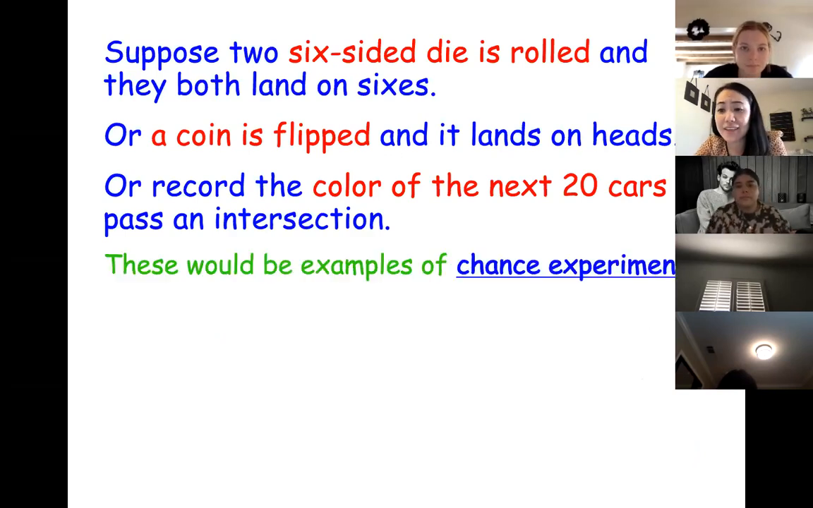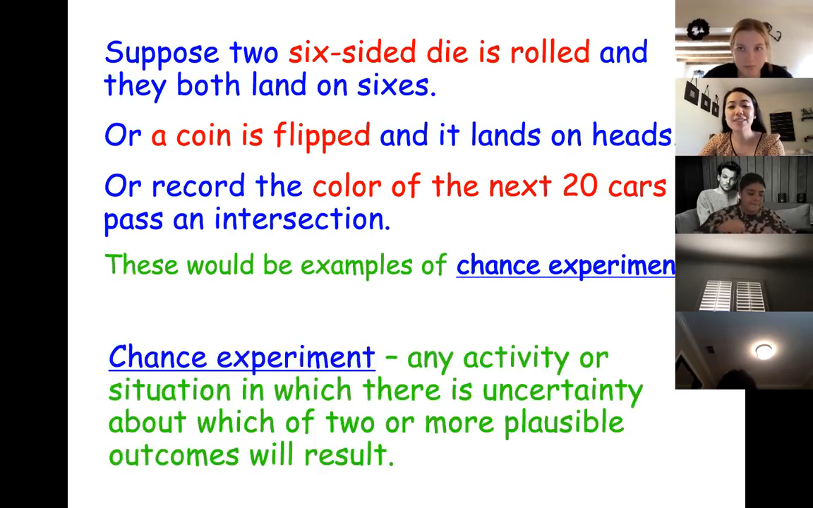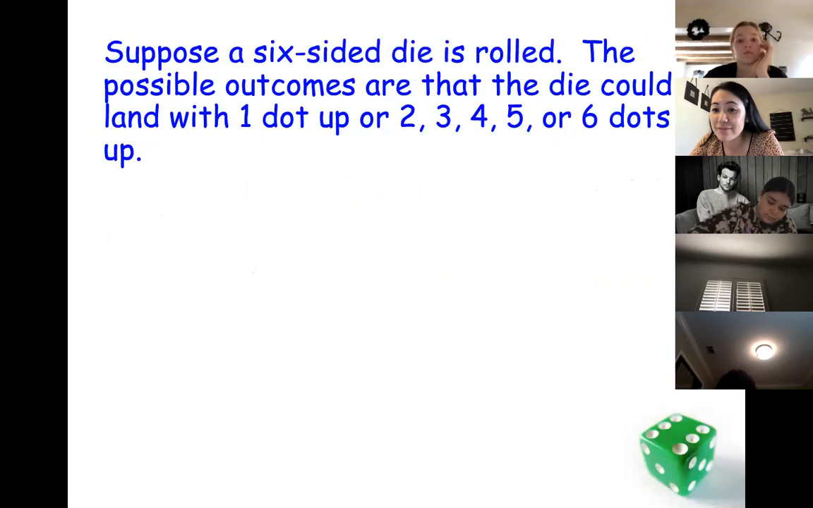All of these are what we call chance experiments. A chance experiment is basically any activity or situation where we're not sure what the outcome is going to be. When you flip a coin, you don't know if it's going to land on heads or tails. So there's uncertainty about what outcome will happen. These are what we're going to be using to find probabilities.